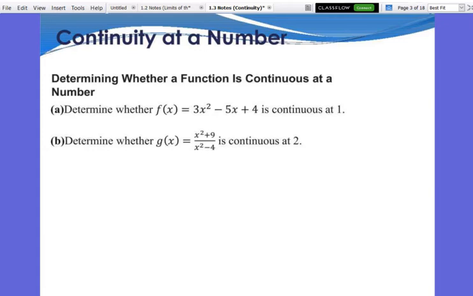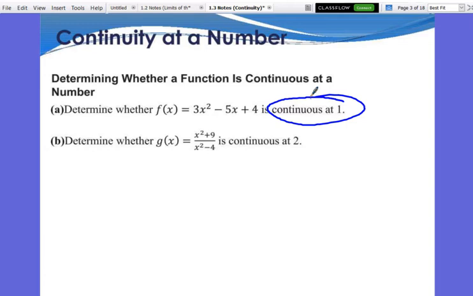Okay, is this one going to be continuous at 1? Is there any restrictions in the domain? No, there's no place in which this one's going to be undefined. There are no holes, no gaps, no piecewise. Is this one going to be continuous at 1? Yes.